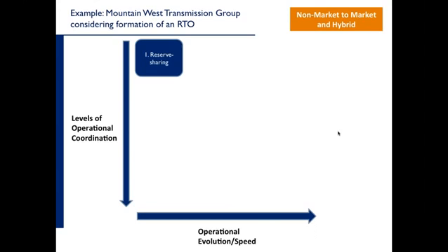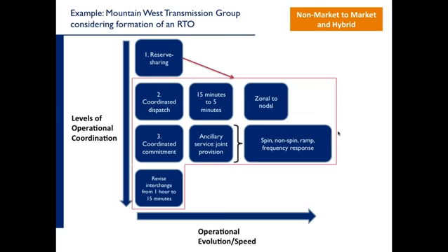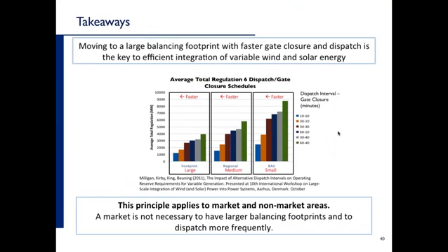Where there is some reserve sharing in the West, there's a new group called the Mountain West Transmission Group, which is considering forming an RTO. So if that's successful, they would jump from a simple reserve sharing all the way to the full market, coordinated dispatch, coordinated commitment, ancillary services, 15-minute coordination with the neighbors, everything at once. So you can see we have a couple of examples of how the evolution to fast and large might happen. It can be more gradual, or it can be a gigantic step.